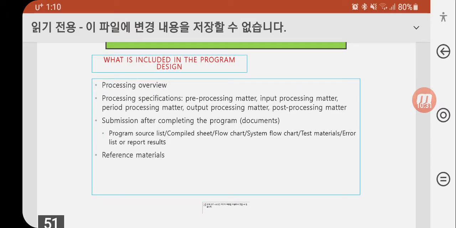Processing overview and processing specifications. Pre-processing matter, input processing matter, processing matter, output processing matter, post-processing matter. Submission after completion, completing the program, and reference materials.